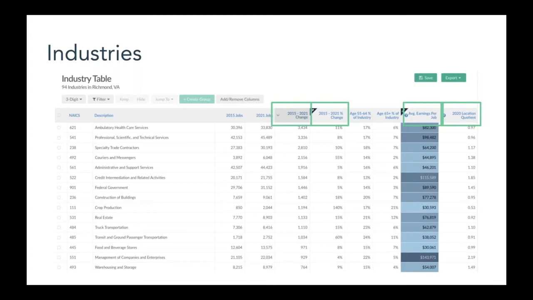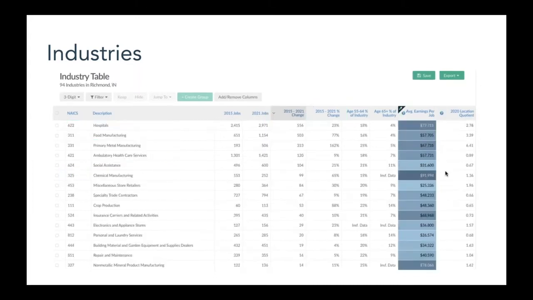We have an article on that in our knowledge base if you're curious to learn more. So these are some of the industries that pop out: ambulatory healthcare, professional scientific and technical services, and credit intermediation. This one jumped out to me because you can see it's showing strong growth and really high earnings. We're here in the 6 figures, and we've got a 1.85 location quotient, which tells me that this is kind of a unique strength. There's a lot of concentration of this type of business in my region. So those are some that I might zoom in on.